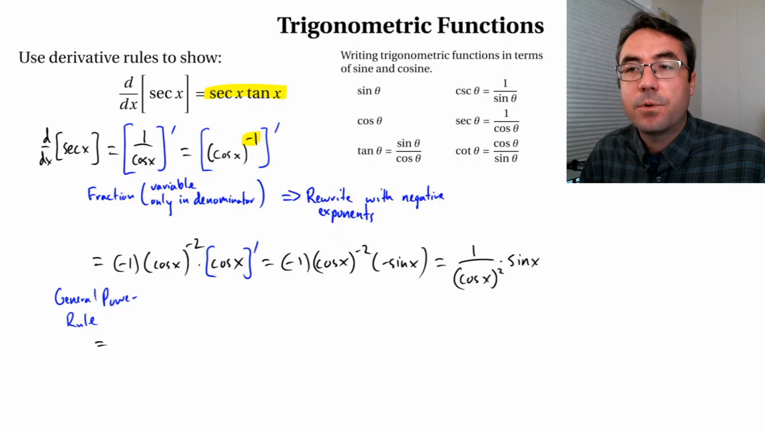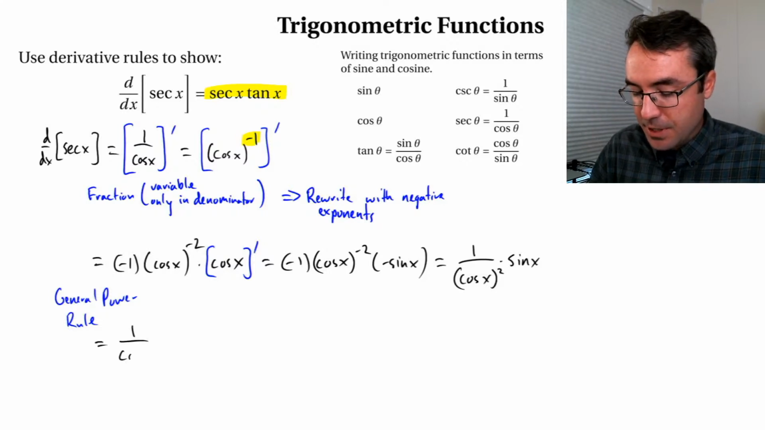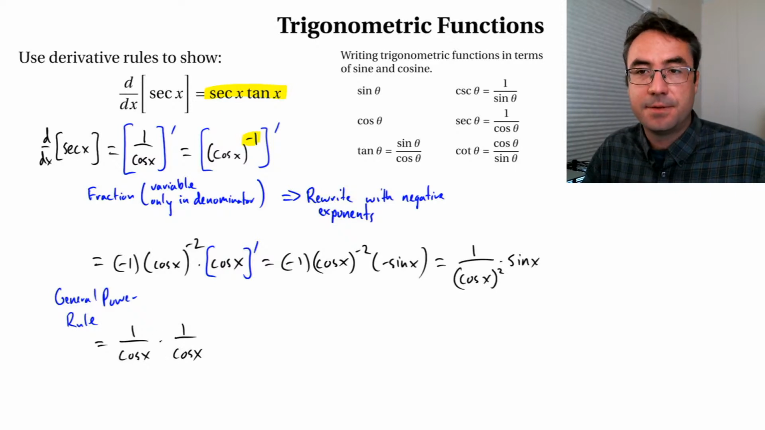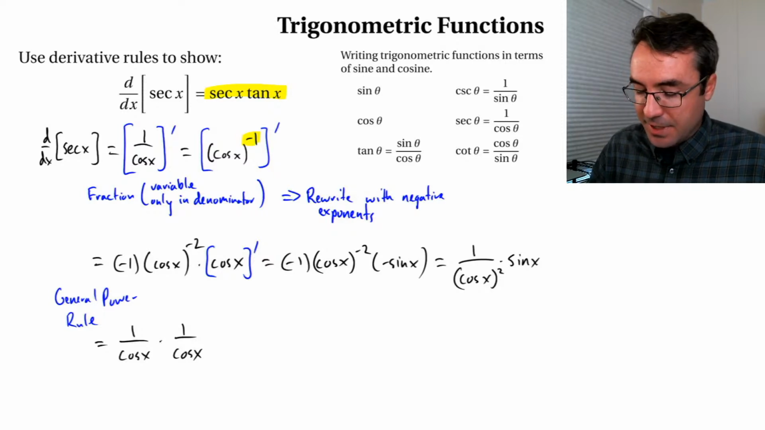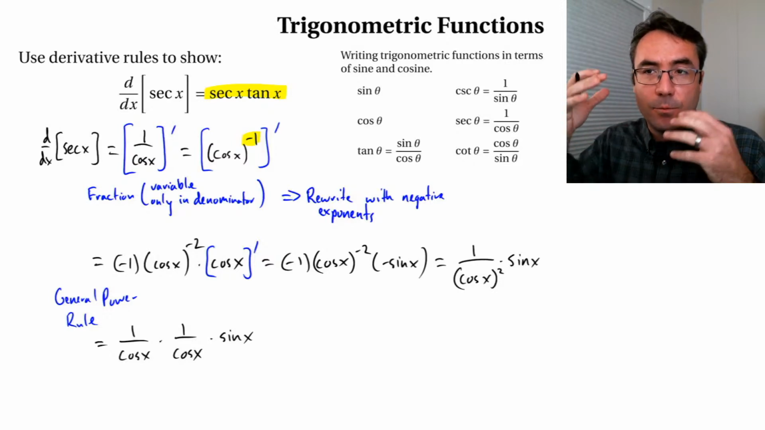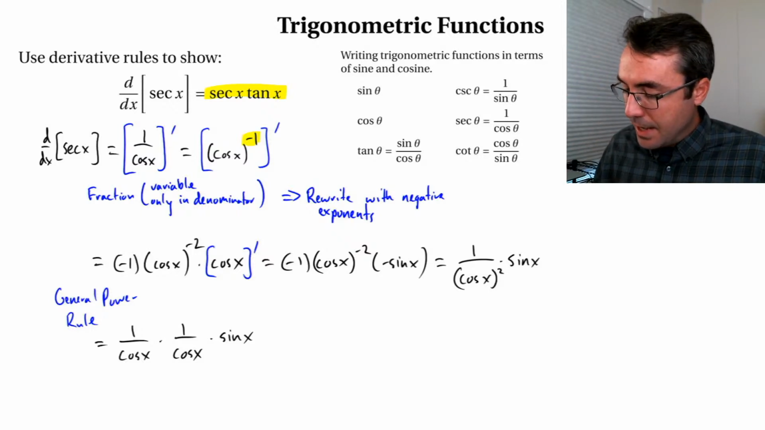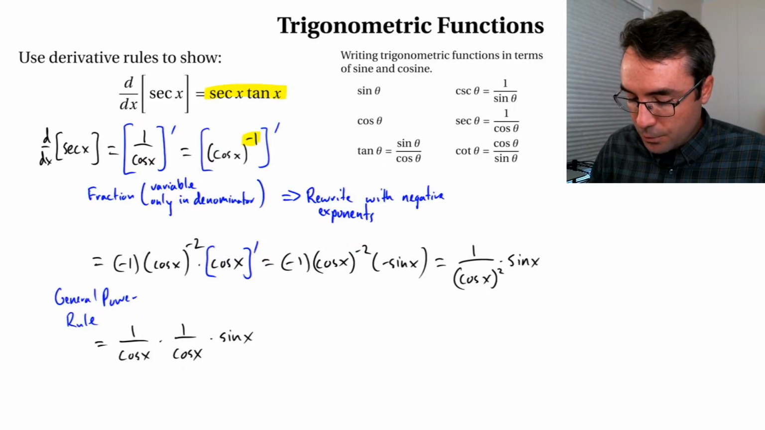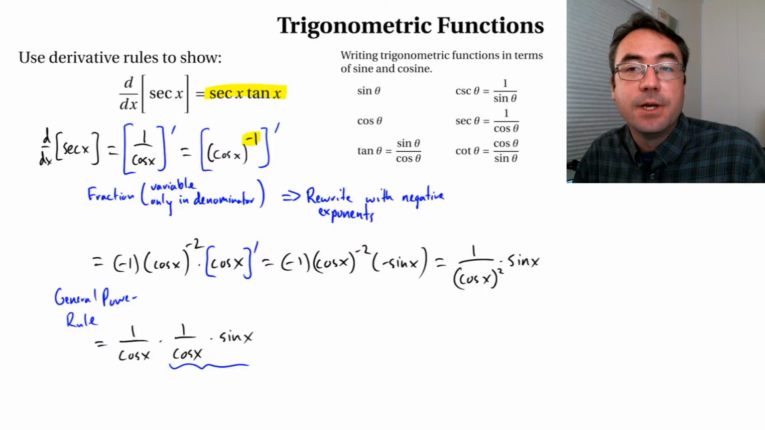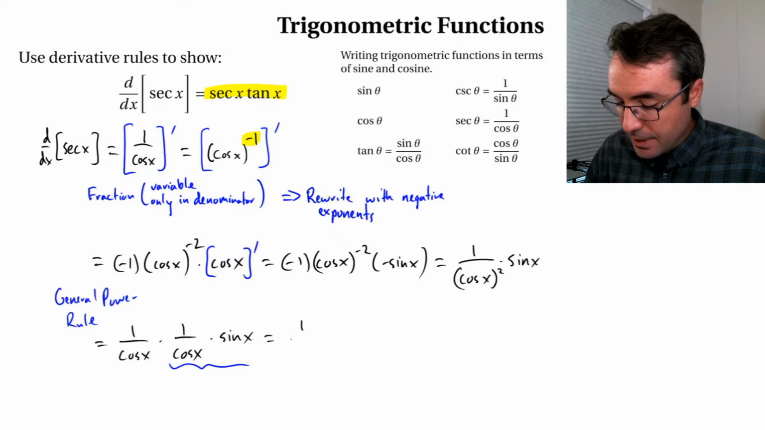So we're going to break that 1 over cosine x squared term apart into two separate fractions. We'll write it as 1 over cosine x times 1 over cosine x, and then we have our sine, so times sine of x. When we have 1 over cosine x squared, that's the same thing as 1 over cosine times 1 over cosine. What we'll do next is group these terms into one fraction. So we'll move the sine into the numerator for that second fraction: 1 over cosine x times sine x over cosine x.